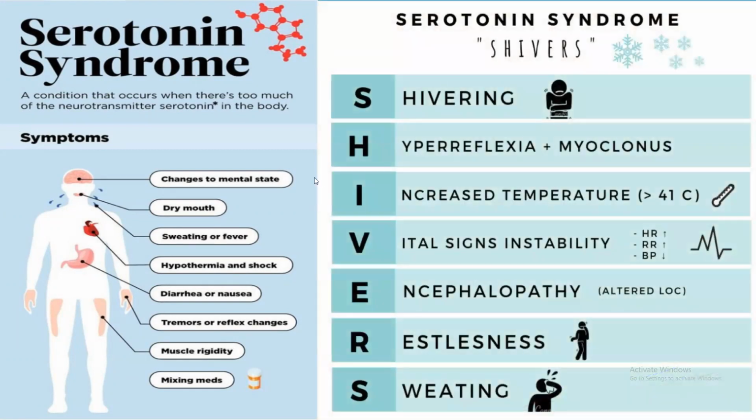Now, how to remember the symptoms of serotonin syndrome? One more mnemonic, which is called SHIVERS. S is shivering, H is for hyperreflexia or myoclonus, I is for increased temperature of the body, V for vital signs instability, like heart rate and rhythm increases, and blood pressure sometimes decreases. E for encephalopathy, R for restlessness, and S for sweating. Again, one easy way to remember the symptoms of serotonin syndrome.